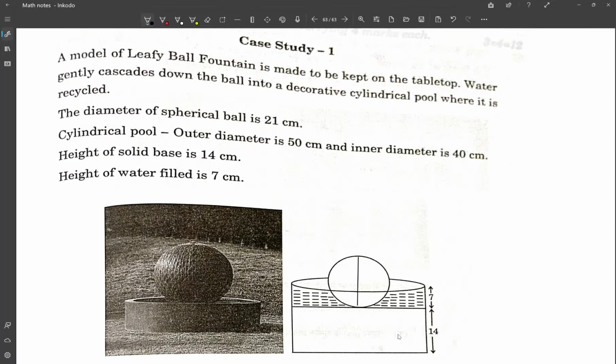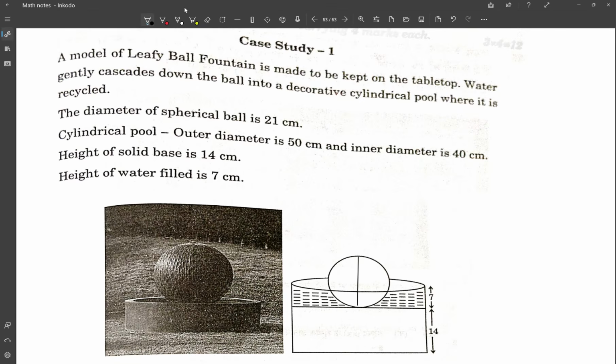This is a question asked in 2026 board exam. This is from the chapter Surface Areas and Volumes. This is a tricky question. If you don't visualize how this object looks, you may not be able to solve it correctly. I'll get started. A model of Leafy Ball Fountain is kept on the tabletop.